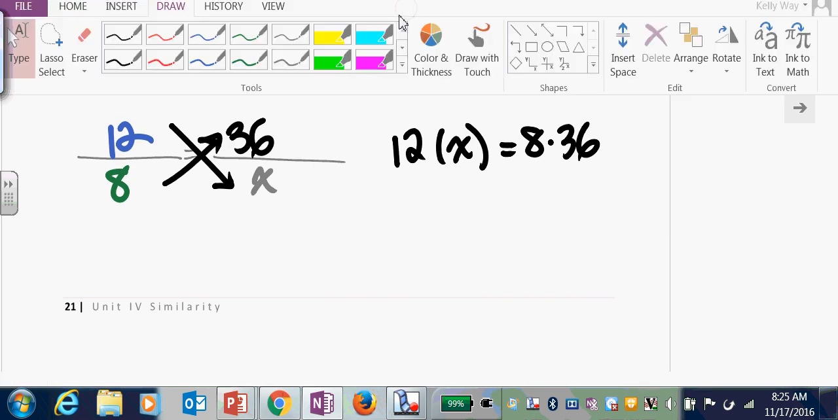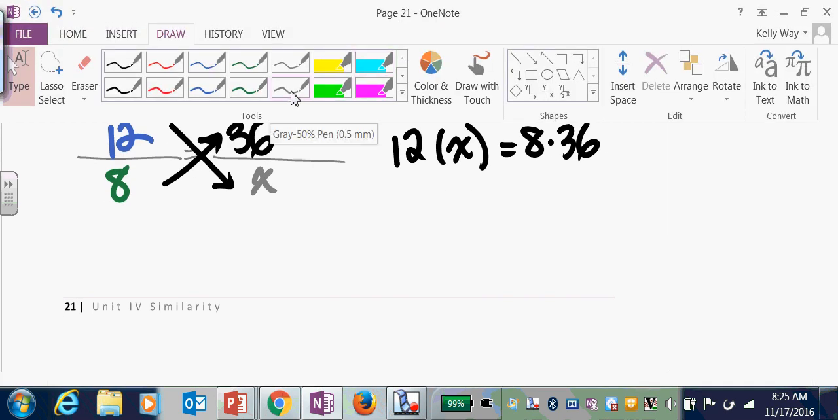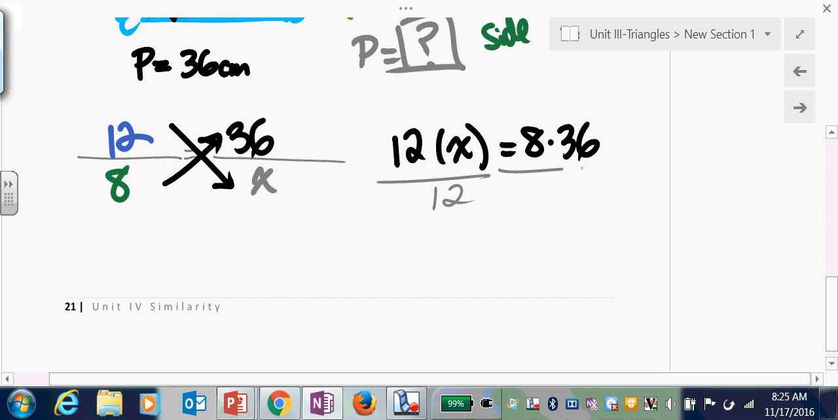Try to do this without a calculator. I'm going to show you that technique again. I'm going to divide both sides by 12. I'm going to circle 12 and 36. That goes in there evenly. That's 3. So we get X equals 24.